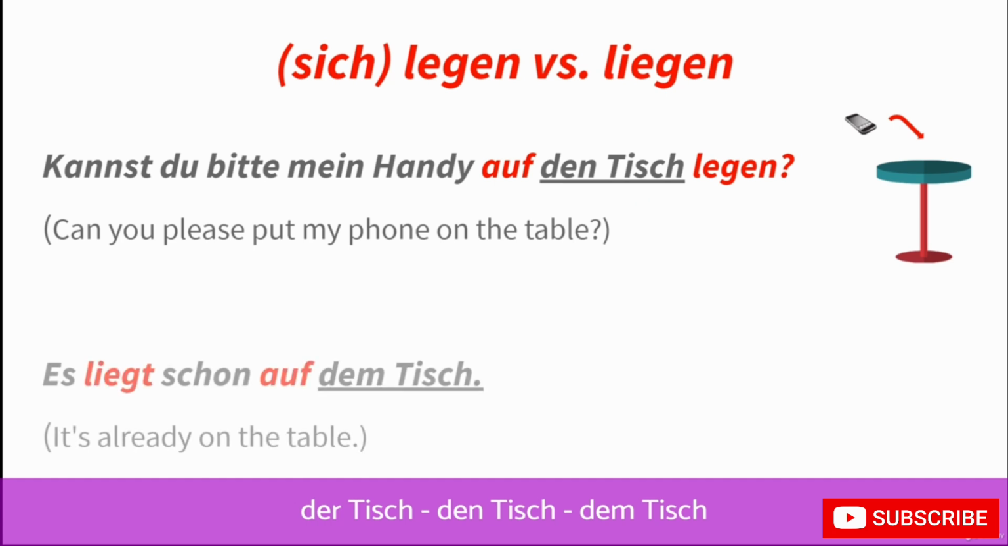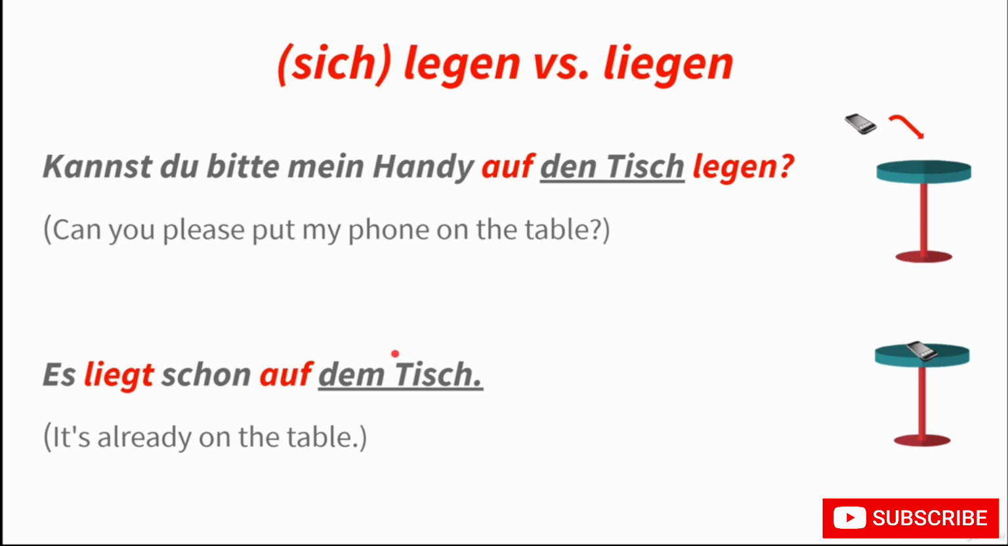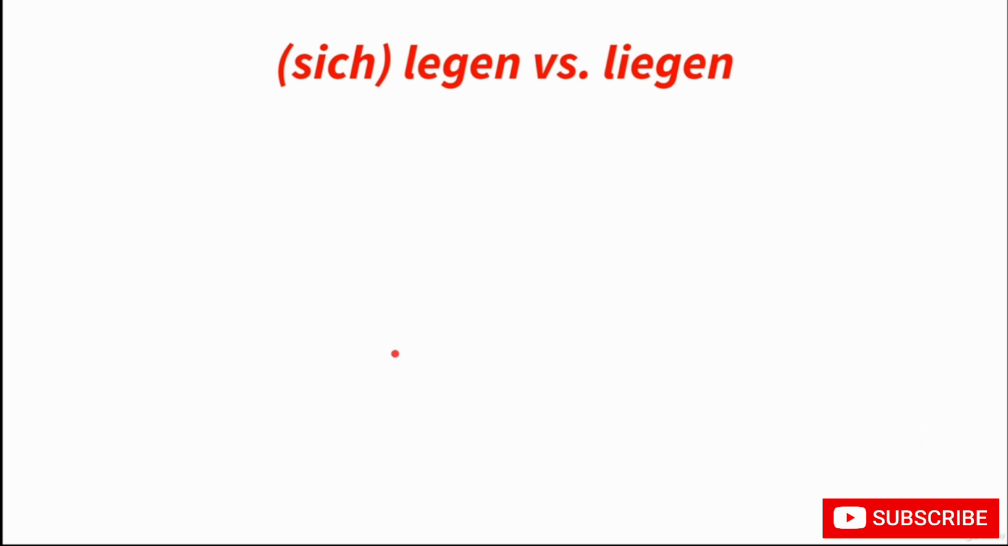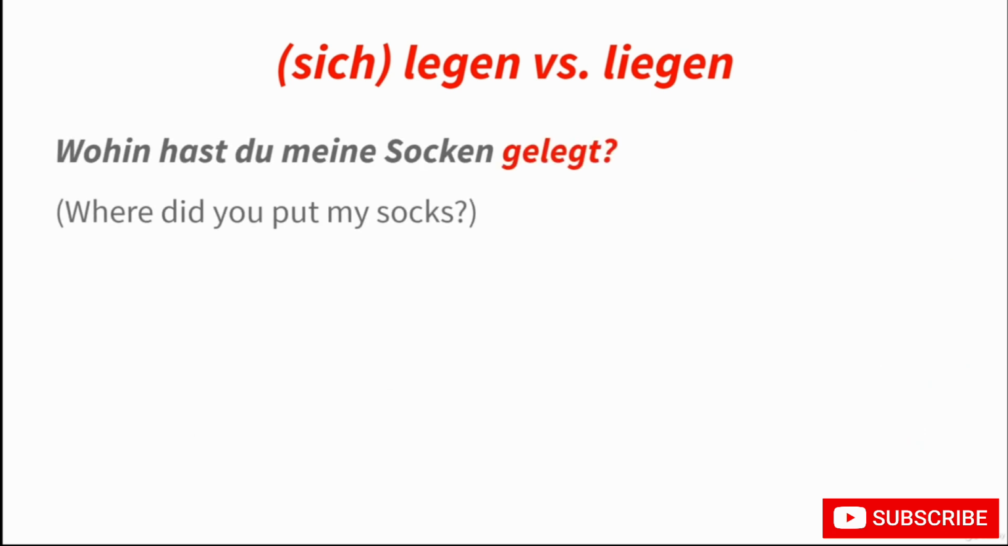Let's do another. Es liegt schon auf dem Tisch. It's already on the table. So, we are giving location here. Where is my phone? On the table. That's why liegen is used, and after the preposition, which is auf here, dative is used. Der Tisch, dem Tisch.